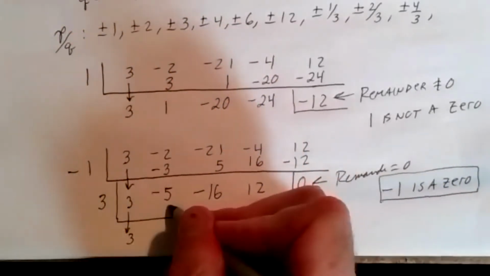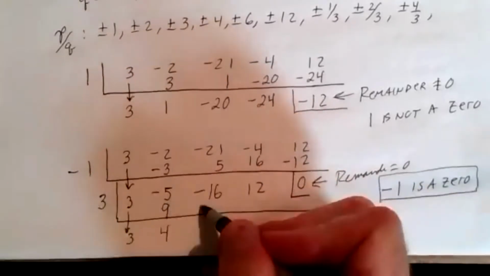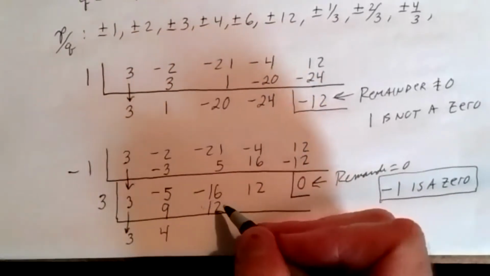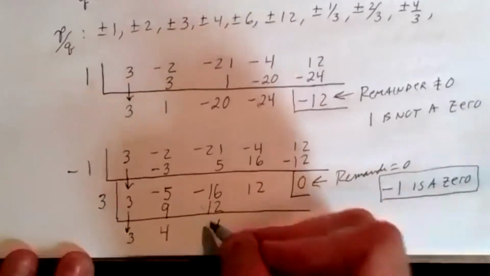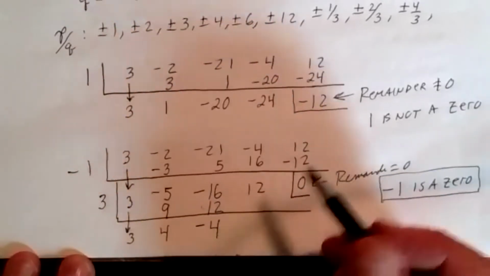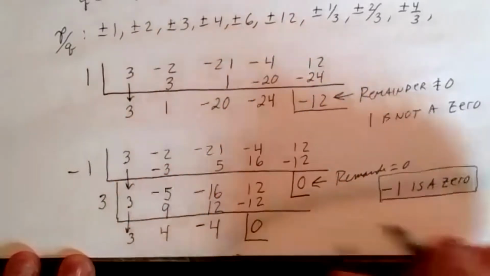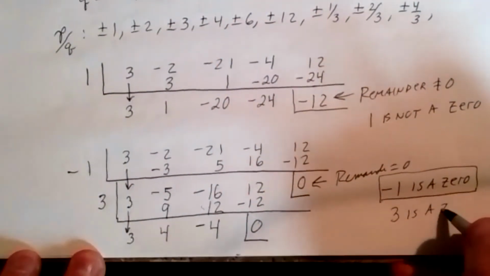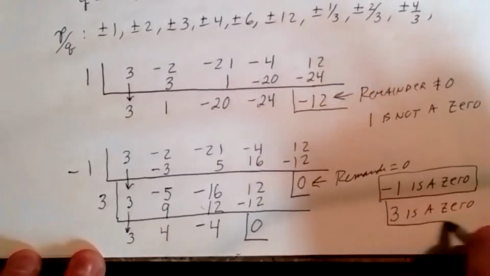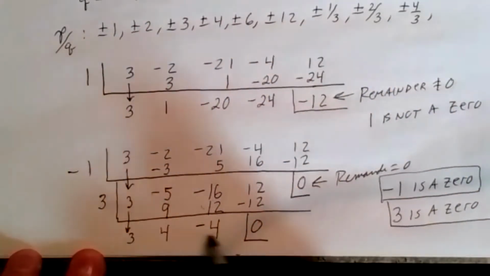3 times 3 is 9. Add these numbers together, you get 4. 3 times 4 is 12. Negative 16 plus 12 is... wait, this would be negative 4. Yeah, negative 16 plus 12 is negative 4. 3 times negative 4 is negative 12. And you're right, we do get a 0 remainder. And so, as it turns out, 3 is a 0. 3 works. So we found 2 of our 4 zeros. Now there's going to be 2 more, but look at, by now we got this down to a what degree polynomial?